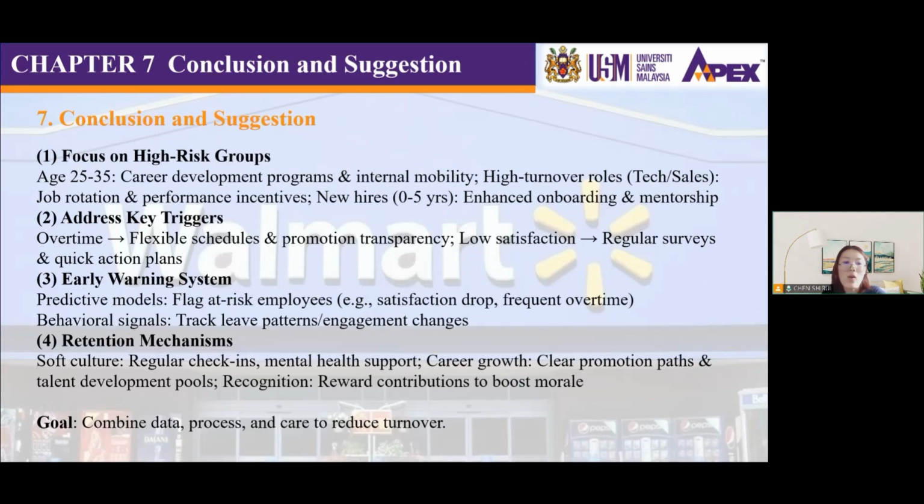And the last one is the retention mechanisms. We should improve our soft culture, such as regular check-ins and mental health support, and for career growth, we should clarify promotion paths and do some talent development programs. And the goal is to combine data, process, and care to reduce the turnover rate.